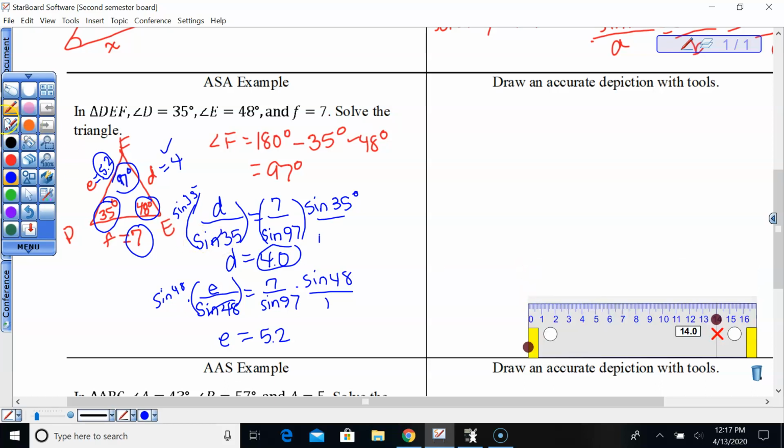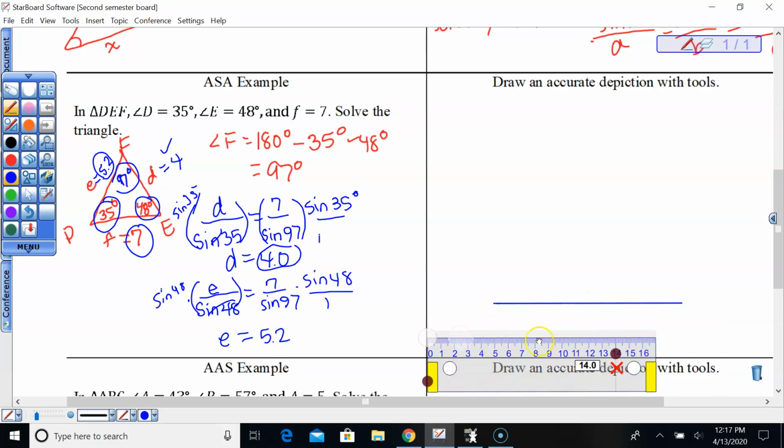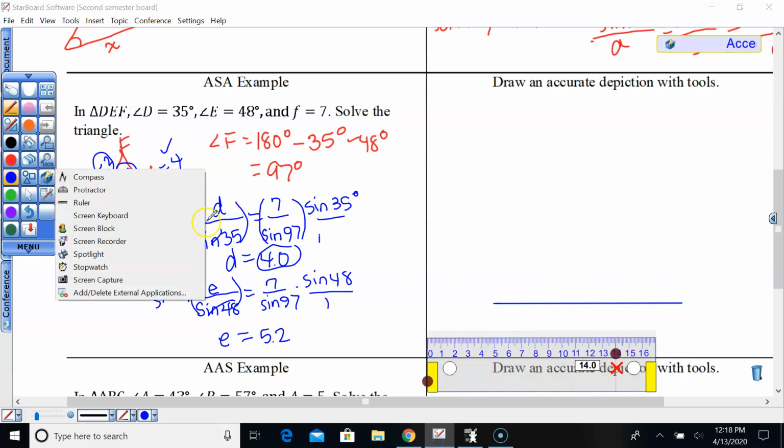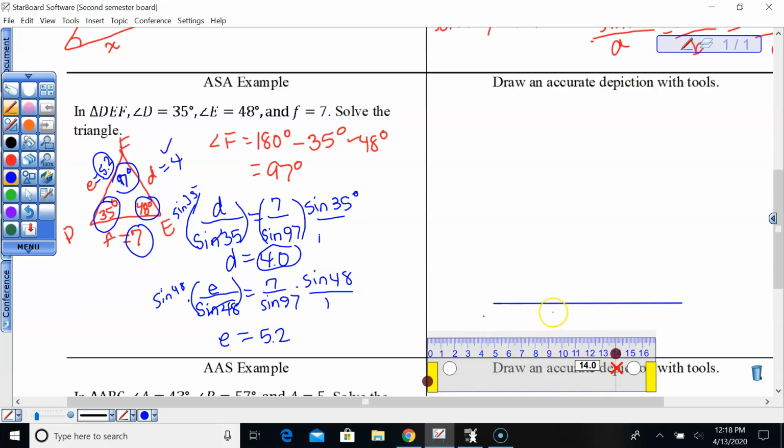Okay, and then I'm going to grab my pencil here and draw 7 units long. I think I didn't finish that out there. Okay, I'm just going to get that out of the way for now. Then I'm going to grab my protractor. Actually, I'm going to label this as side F, 7 units long. So what I'm going to do is put angle D over here, which I know is 35 degrees, and angle E over here, which I know is 48 degrees.